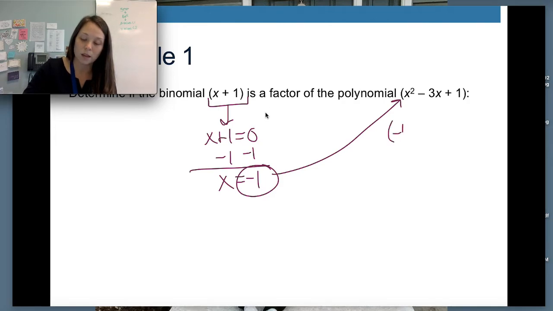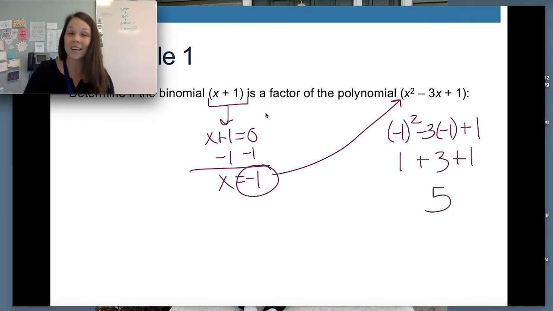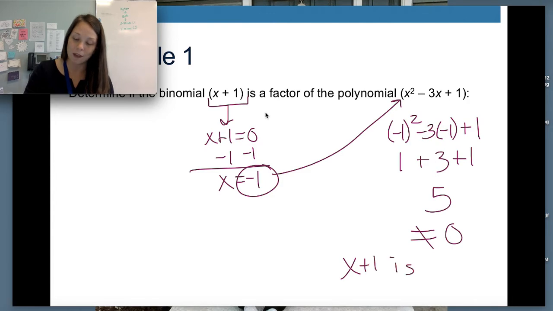That's going to give me negative 1 squared minus 3 times negative 1 plus 1. I get 1 plus 4 plus 1, and that gives me... here we go. Did I do that right? Oh, that wouldn't be plus 4. Negative 3 times negative 1 is 3. So that gives me 1 plus 3 plus 1, which is 5. Well, that does not equal 0, right? That is not equal to 0. So therefore, x plus 1 is not a factor.